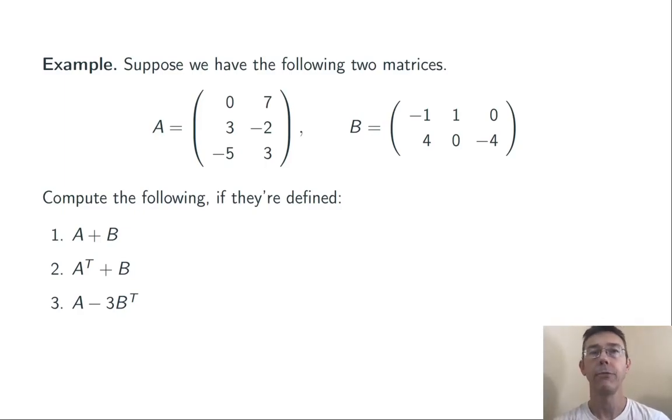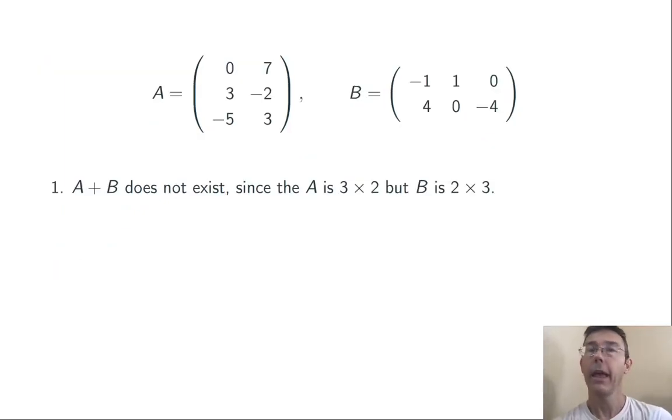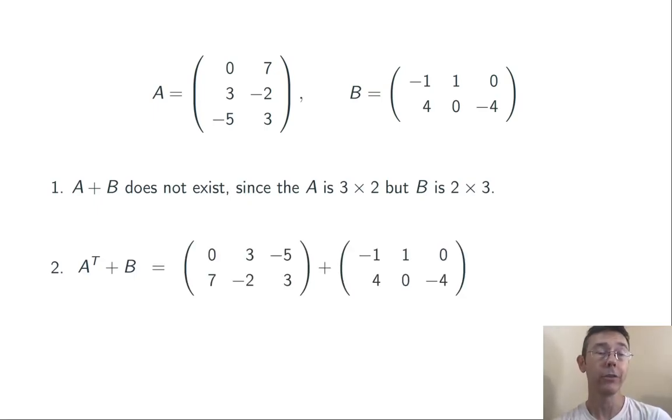Let's do a few more examples. Here are two matrices, A and B. A is 3 by 2 and B is 2 by 3. If defined, I want to compute A plus B, A transpose plus B, and A minus 3B transpose. A plus B is not defined. These matrices have different dimensions, and so we cannot add them. However, if we take the transpose of A first to give us a 2 by 3 matrix, then we can add. We can add both of these by adding the corresponding elements, and here's what we get.